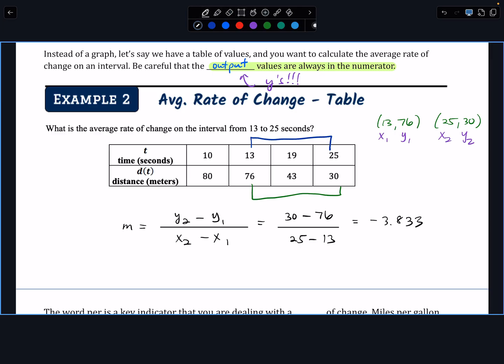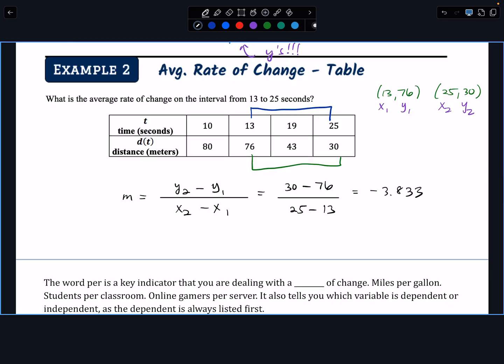Now, here comes a really important part. This is a real world context, right? Whenever you guys do average rate of change, and that's where this part comes in, it's always something per something. The y values always go on top. So the y values are measured here in meters, right? And the x values are measured in terms of seconds. So this is negative 3.833. We're going to say meters per second. Okay? So if ever on a test, quiz, whatever, AP stuff, if it says to include units, you have to put that, okay? Meters per second.